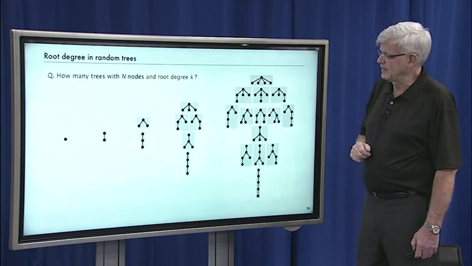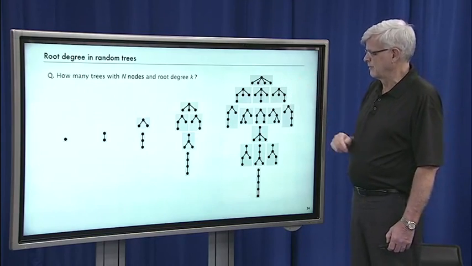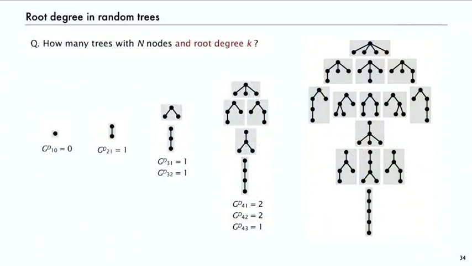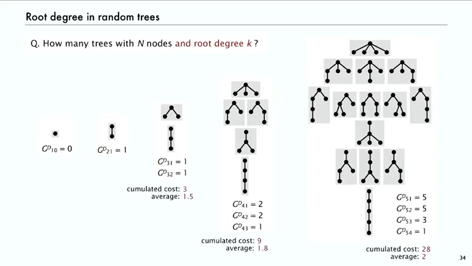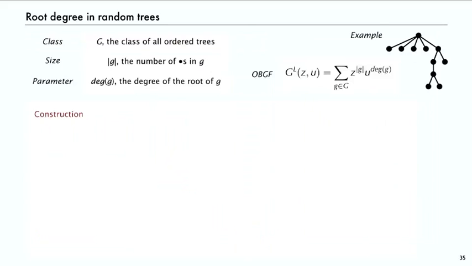What about root degree? How many trees are there with n nodes and root degree k? Again, these are the counts. So for 4, there's 2 of them with root degree 1, the bottom 2, two of them with root degree 2, the middle two, and one with root degree 3. And for 5 nodes, that's the distribution. And again, we can go through and compute the accumulated costs, and it goes 1.5, 1.82. Not so clear what the result is going to be in this case, but we'll use the same method to go ahead and compute the average root degree.